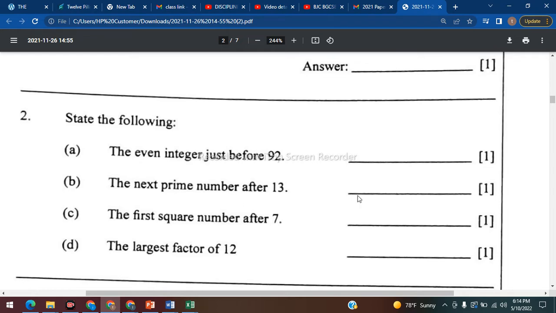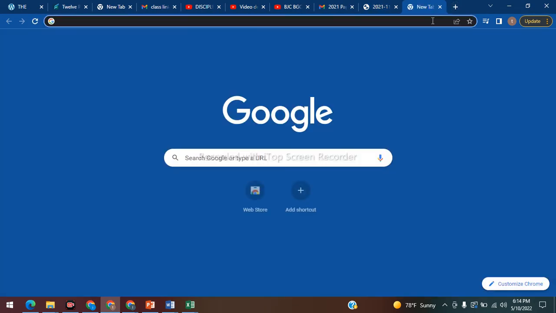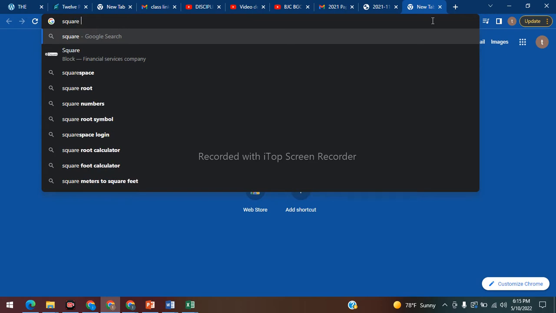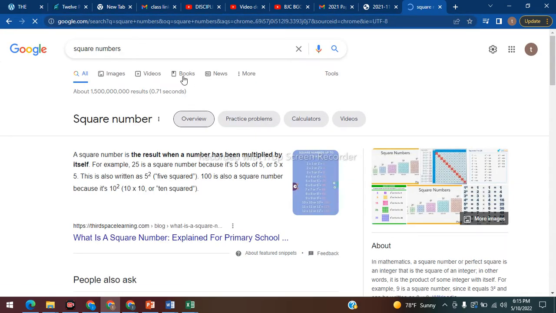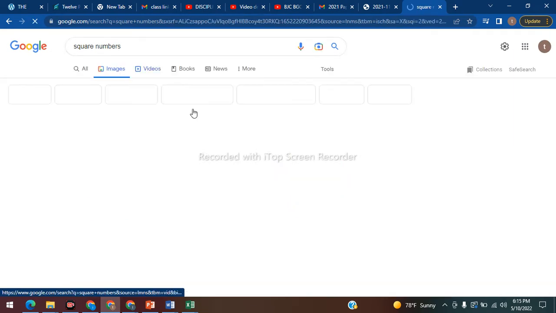Is everybody clear on how we got the square numbers? Nope. No? Okay. I think this would help.